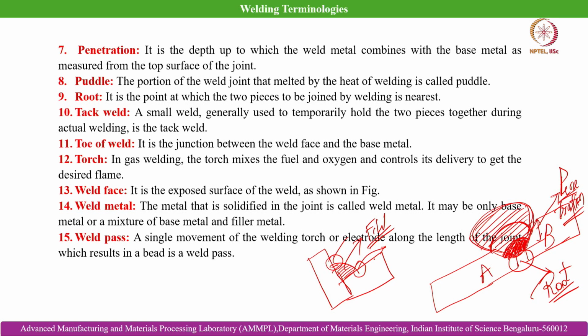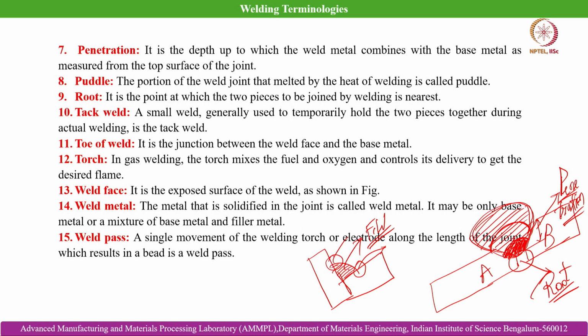Okay. And then torch. In gas welding, we talk about a torch, like the oxyacetylene torch, which mixes fuel and oxygen. It controls the delivery of the fuel and the oxygen, that is, the ratio of fuel to oxygen, which also determines the flame temperature, the flame geometry and the flame color. So, these are welding torches. And then the weld face, which is the exposed surface of the weld.